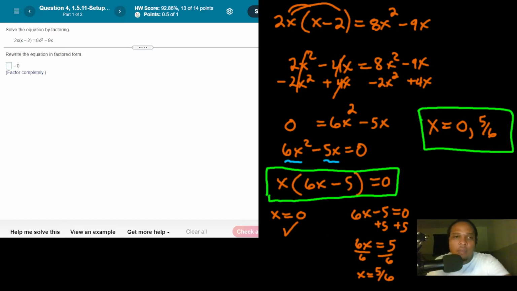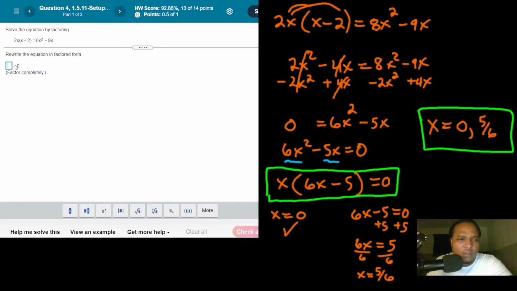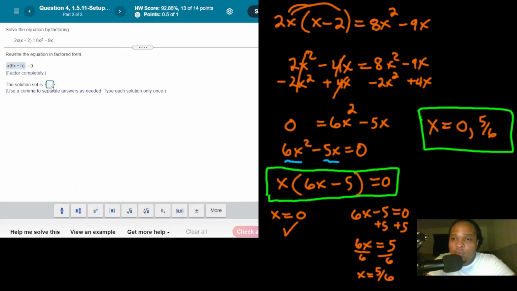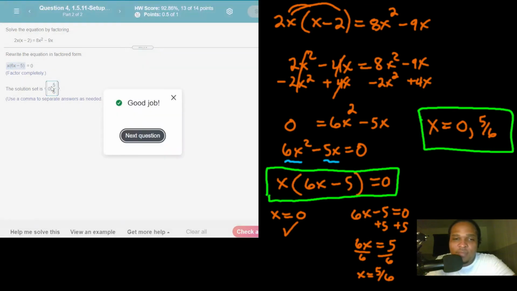All right, let's go ahead and put our answers in. So the factored form, before you set it equal to 0 and start solving, you get x times 6x minus 5 is equal to 0. Good job. Solution set, 0, comma, 5 over 6. Good job.